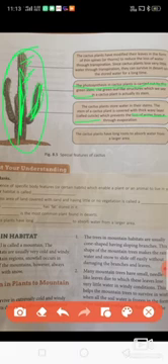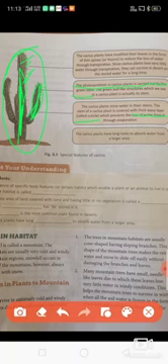Because during the daytime, because of the sunlight, there is a loss of water from the leaves and from the stem. But because the layer of cuticle is present in the cactus, a very small amount of water evaporates from the cactus.